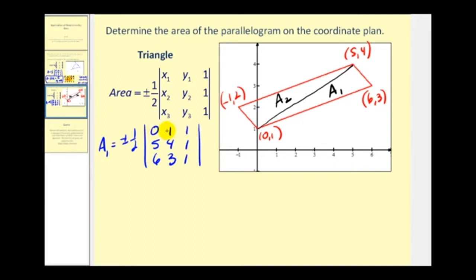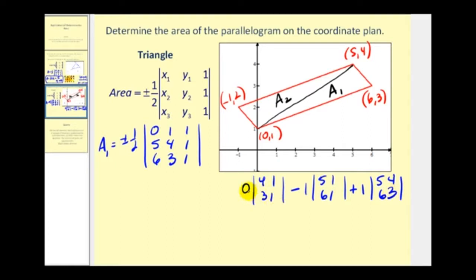So if we want to use this first row, we're going to have 0 times the determinant formed by deleting row 1 and column 1, so we'll have 4, 1, 3, 1. Now when we go to this next element, it's going to be minus 1 times the determinant of, if we eliminate row 1 and column 2, we'll have 5, 1, 6, 1. And then for the third element, we'll have plus 1 times, again eliminating row 1 and column 3, 5, 4, 6, 3.